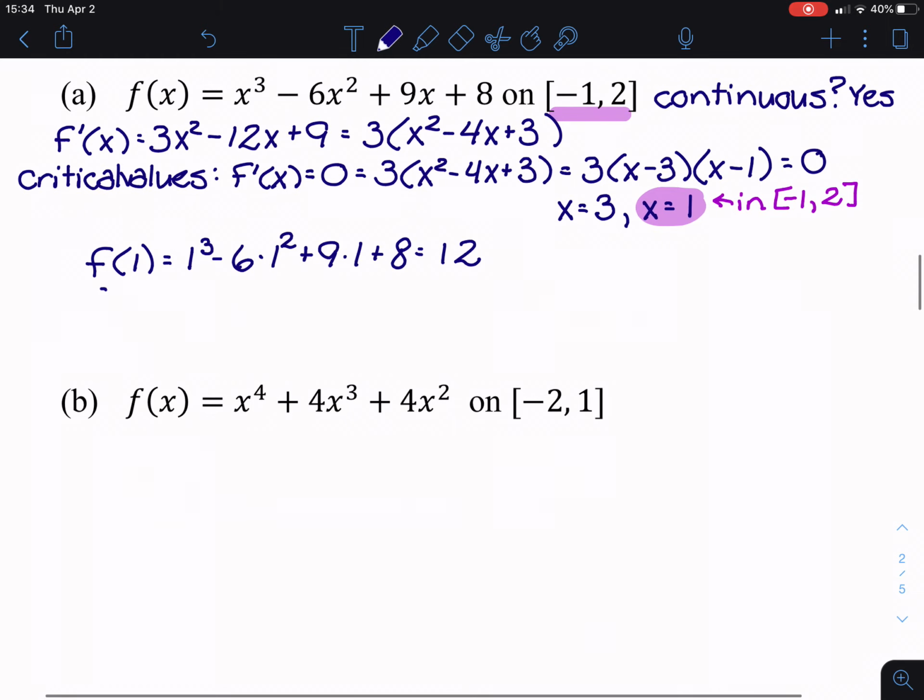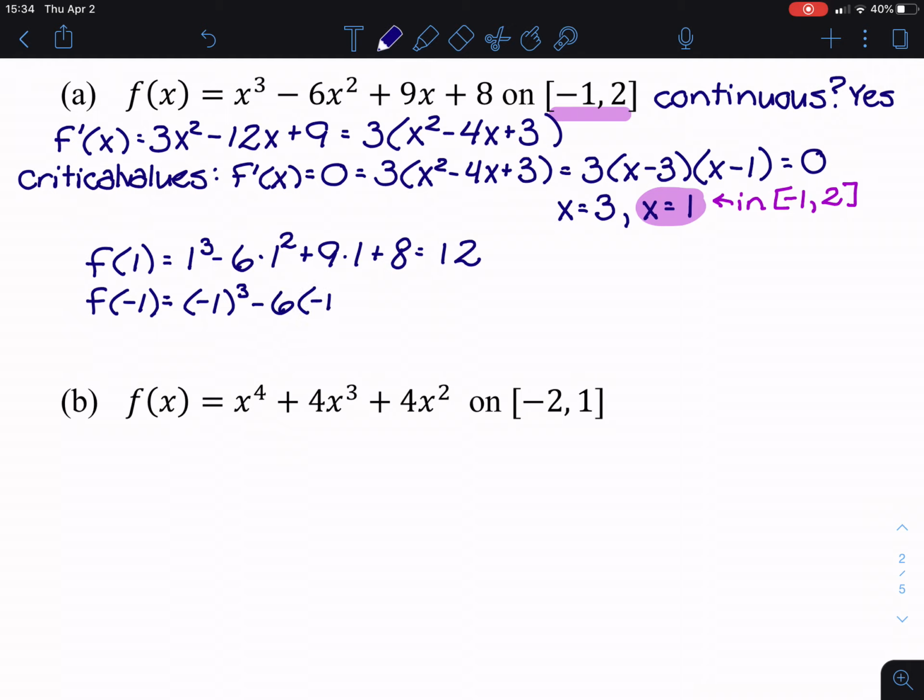Okay, now I check my endpoints. So my first endpoint is -1. So I have -1 cubed minus 6 times -1 squared plus 9 times -1 plus 8. All right, so I have here -1 minus 6 is -7, minus 9 is -16, plus 8 gives me -8. So the value of my function at -1 is -8.